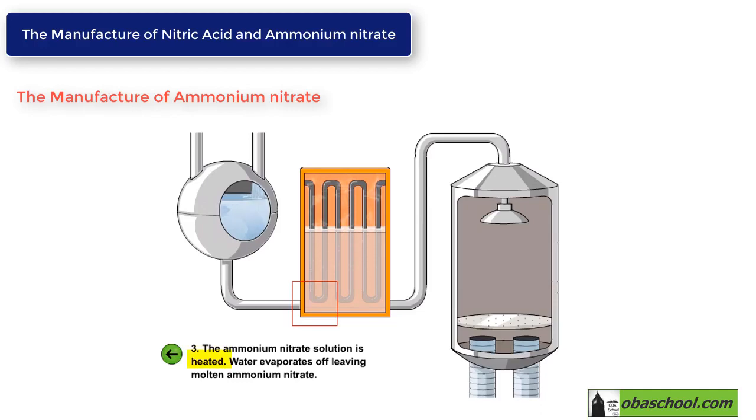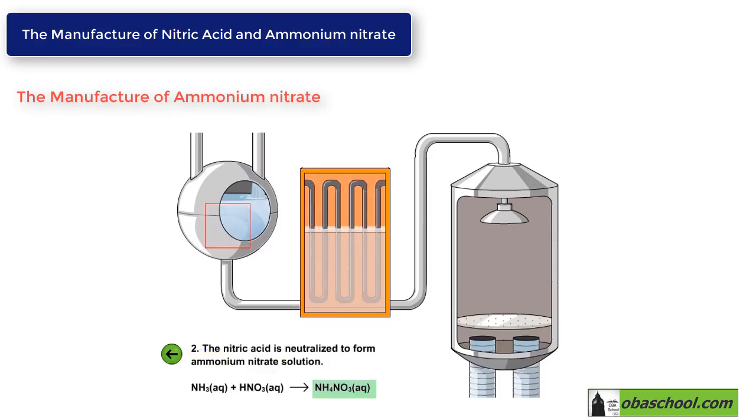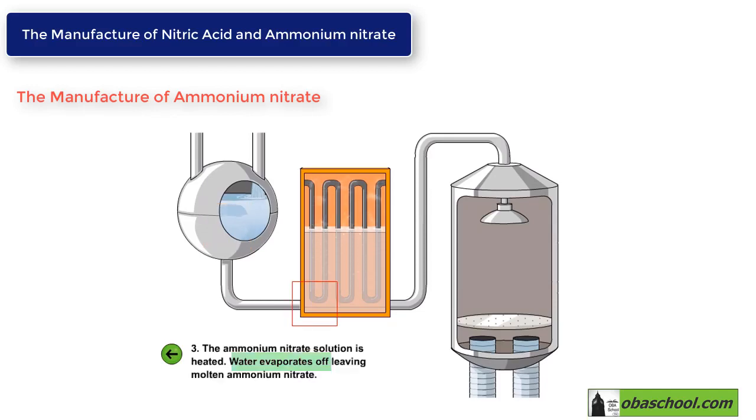The ammonium nitrate solution is heated. Water evaporates off, leaving molten ammonium nitrate. Because the ammonium nitrate in the reaction is aqueous, so it's in a solution that contains water. That's why we need to remove water from the solution by evaporation. So now we're left with molten ammonium nitrate.